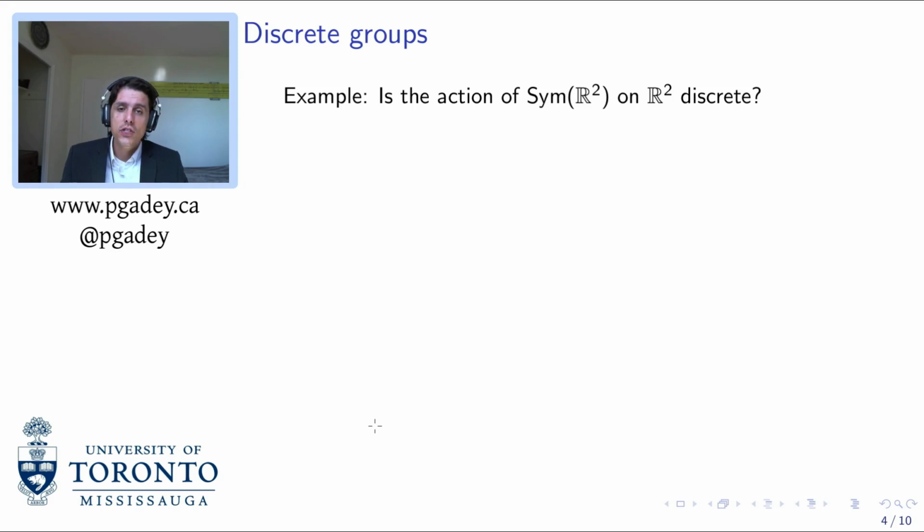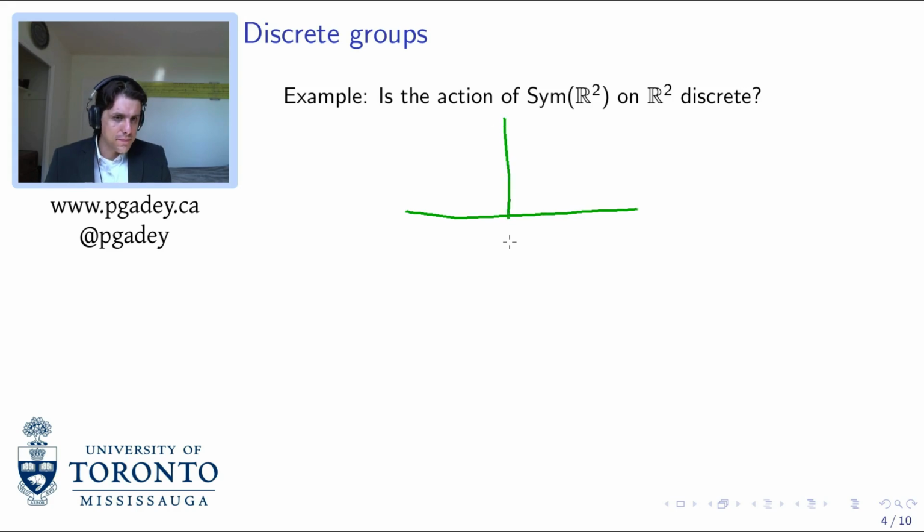All right, so how do we use this notion? Well, we could ask about the action of the symmetry group on R² being discrete. So take a moment and think about this before proceeding. Feel free to pause and try and do some calculations on your own before watching the next bit. Okay, suppose that we've got the plane. And we pick some point like (1, 0). Right? We can now use any isometry of the plane to move this around.